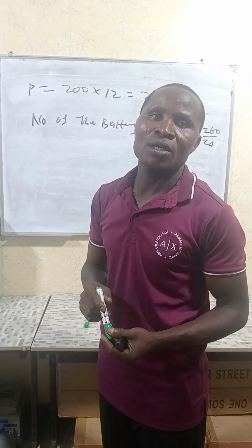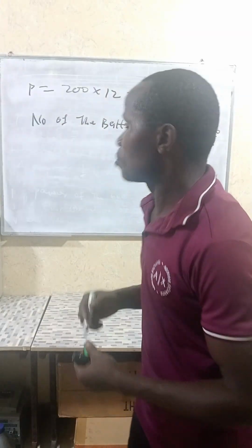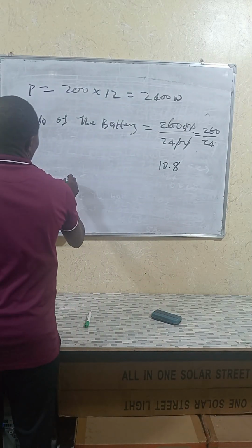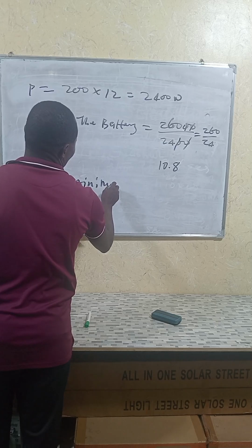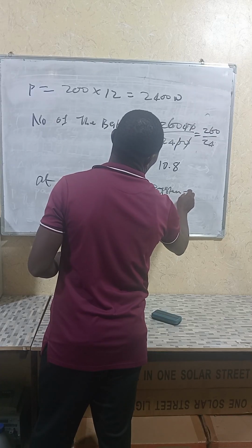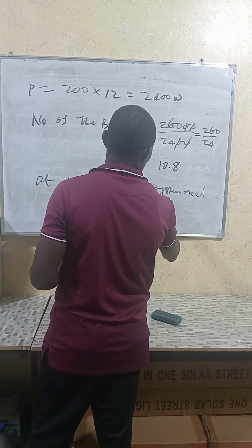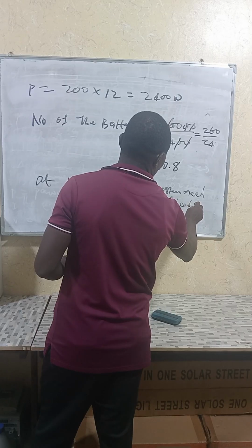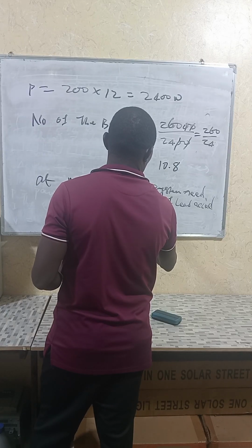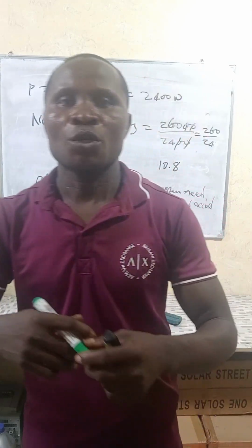So by this 10.8, to round it up, the system needs 10 pieces of lead acid battery at minimum. But at maximum, you can use 12.